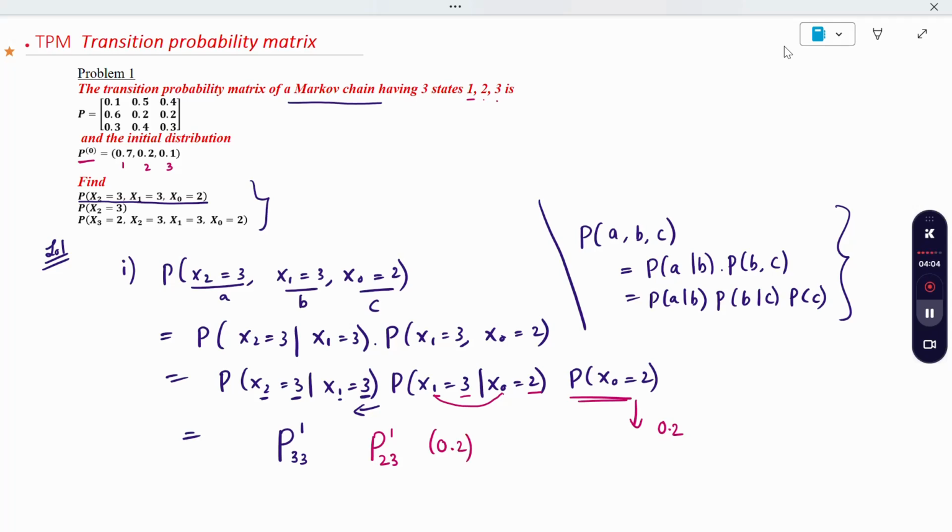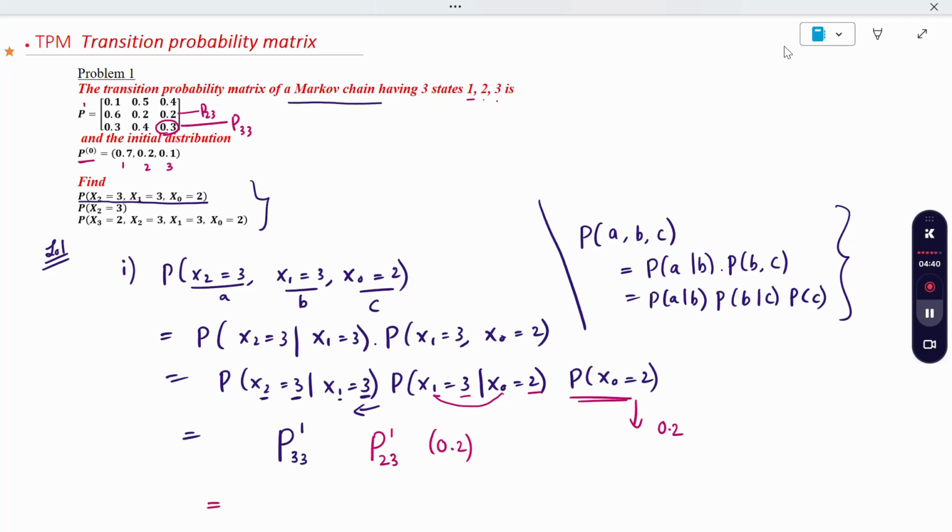So now I need power 1, which is our power 1. Power 2 means P square. I have to calculate it using a calculator. You calculate P square by normal matrix multiplication, and you get P square. From the answer we have to write. Now P power 1 is nothing but P_33, which is 0.3. P_23 is nothing but second row, third column. That is P_23. So that is the data.